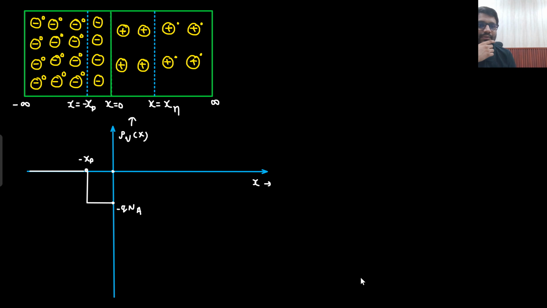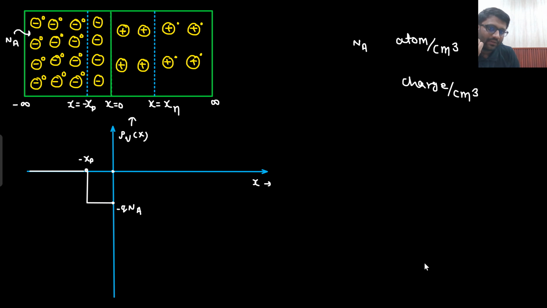Why is that so? Because what is the doping I am doing? I am doping Na acceptor atoms, atoms per centimeter cube. What do I require? I require charge per centimeter cube. So this much atoms I am having, and each atom would give me this much charge. So I am having qNa charge, but that charge is negative. So from minus xp to 0, this much charge per unit volume you are having. Are you able to connect to this diagram or not?